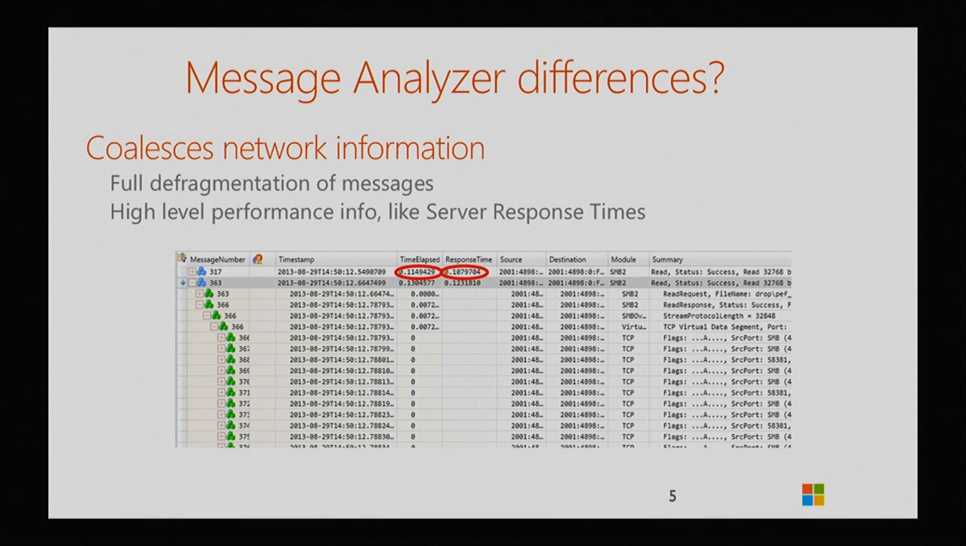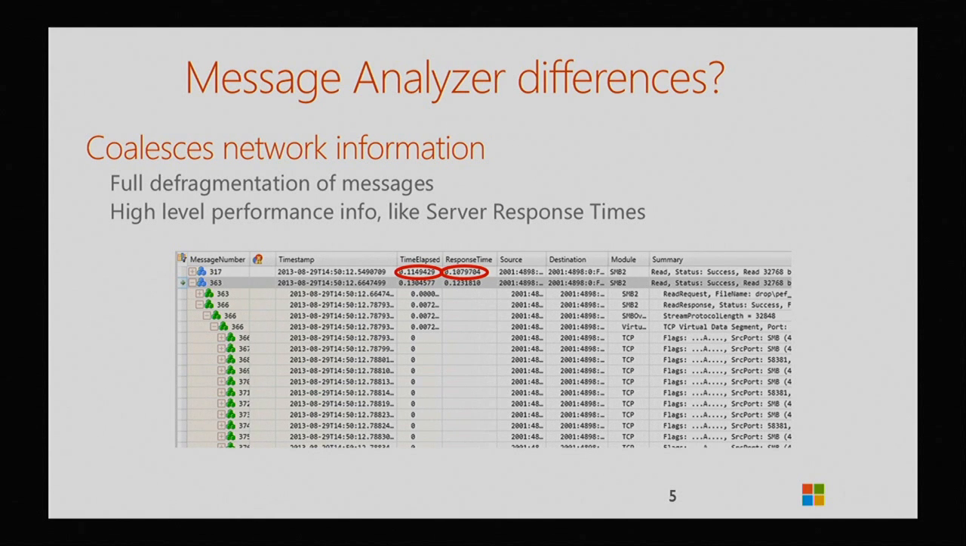Wireshark does some of this at the TCP layer for you automatically. But with Message Analyzer, we coalesce everything as much as we can all the way up to the upper layer. So what you end up seeing, and I'm going to go over this in some more detail, is only the top layer, the SMB message. And we go beyond that, actually.